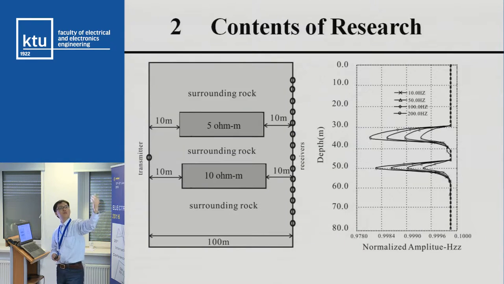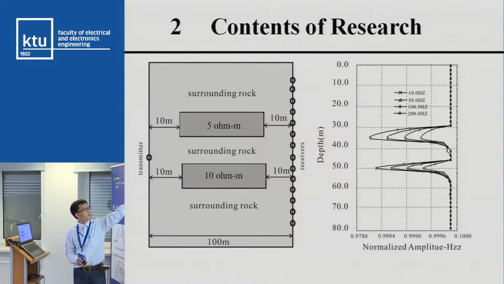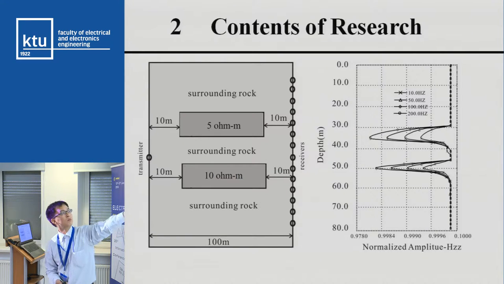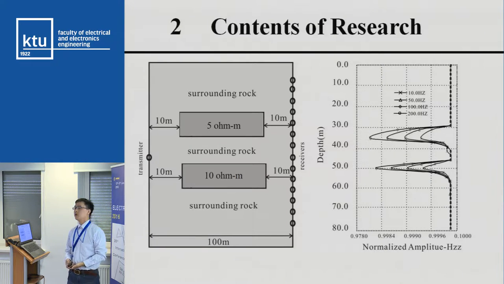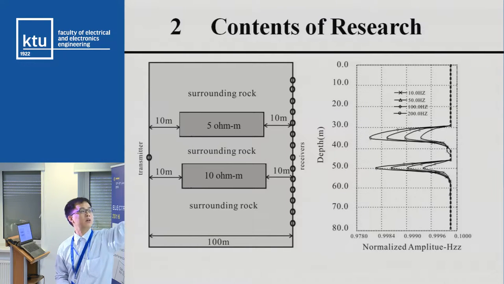And this is the research result, and this is the model. We put the source here, and in another borehole, we put the receiver, and we get the information, and this is the result. So now we compare the models and the result, and they match very well. It means we have some information like this.